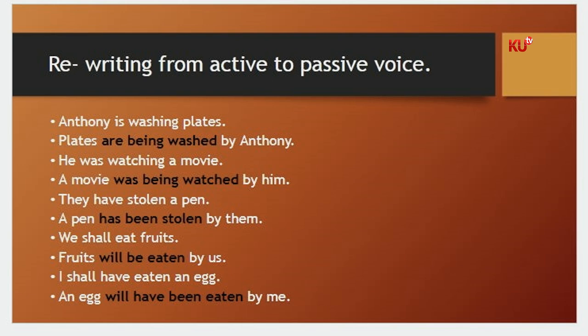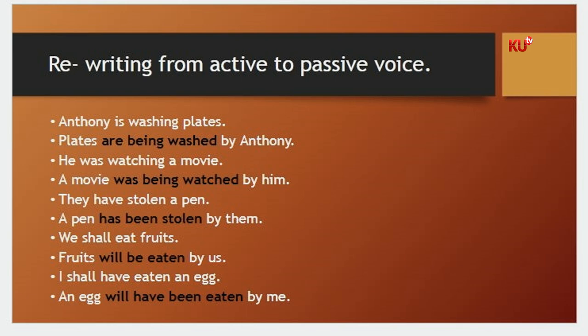Then, I shall have eaten an egg. We have I, which is the subject. Then we have shall have eaten, which takes part of our tense. Eaten is the verb and an egg is the object. So we say an egg will have been eaten by me. So that is how we change.